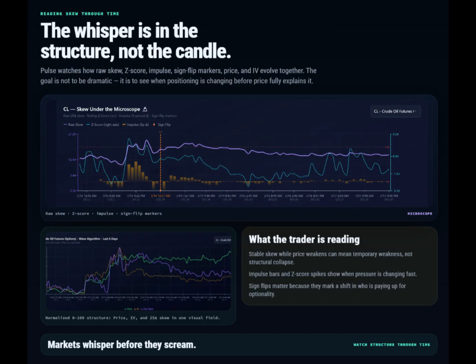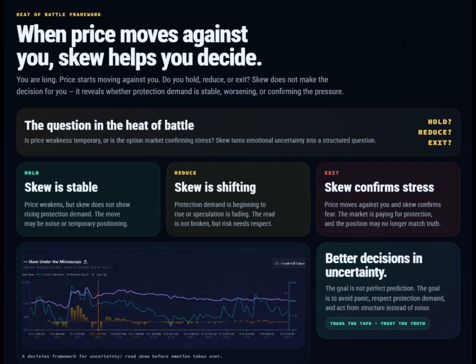However, if price is moving against me and downside skew suddenly begins expanding aggressively, that may be information. Participants may be paying more for protection. The information environment may be changing. Skew does not make the decision for me, but it provides context. It helps me remain objective when emotions begin to take over. It becomes a compass in the chaos.